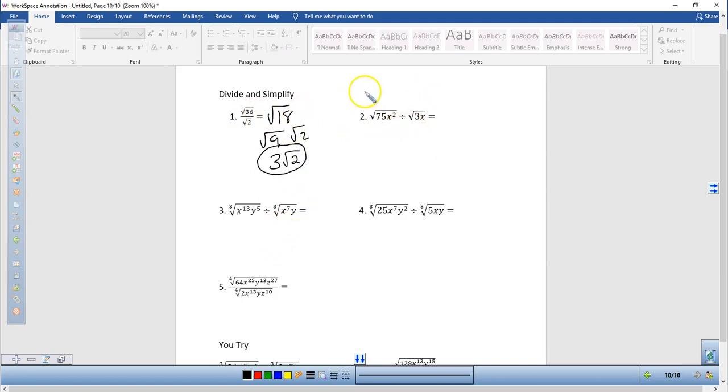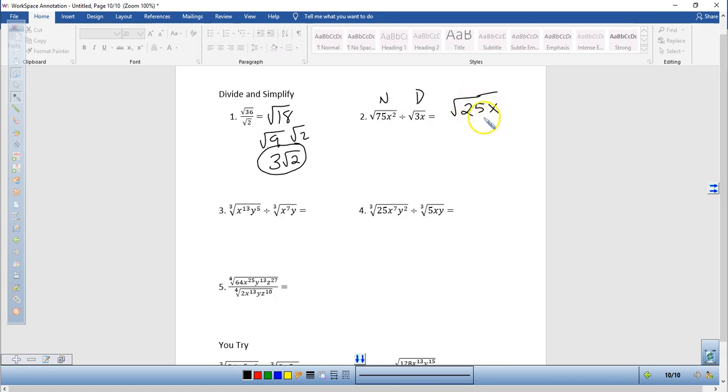Over here, remember I told you could look at these in two different ways. You could either have it already set up as a fraction, or you could have the division symbol in between. So looking at this as the division symbol, this is going to be the numerator, this is the denominator. So we're going to do 75 divided by 3. That's 25. And x squared divided by x, so 2 subtract 1 is just x.